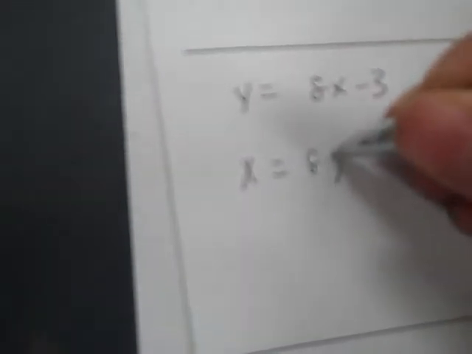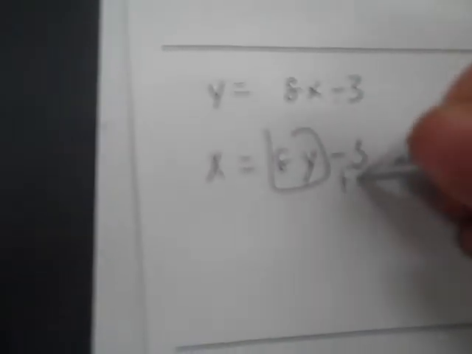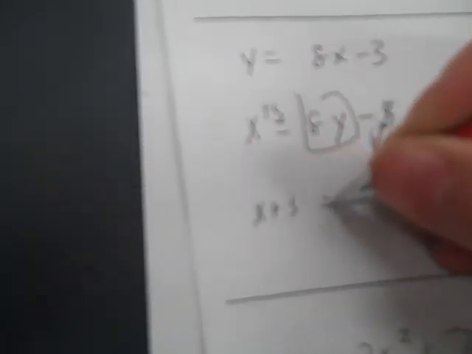Okay, find the inverse function of y equals 8x minus 3. So flip those. So it's going to be x equals 8y minus 3. And now get the y by itself. So I plus 3, plus 3. So x plus 3 equals 8y. Divide by 8. Divide by 8, and we're there. So y equals x plus 3, all divided by 8.